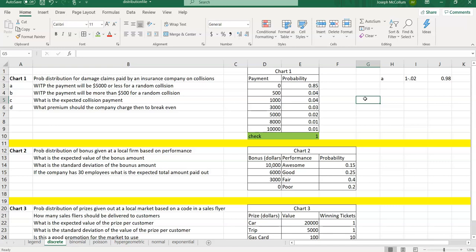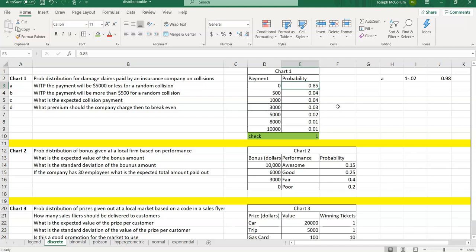Now, where do these distributions come from? Collecting data. What I imagine is this company here, let's say they've collected 100 claims, and it could be these claims don't involve any collision payment. So I imagine 85 times out of 100 there were no collision payments. There were 4 times out of 100 collisions that there was a $500 payment, and so on and so forth. These probabilities really give me an idea of what's happening in terms of this insurance company and collision payouts.